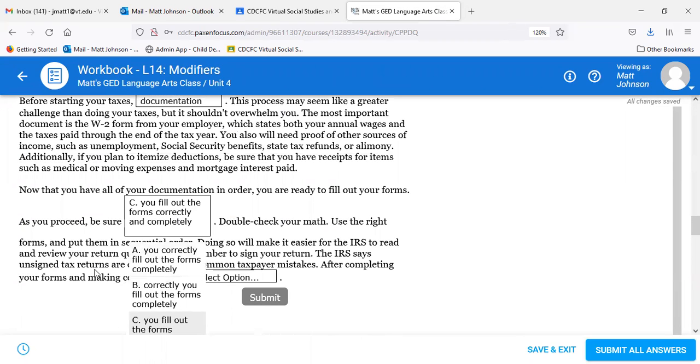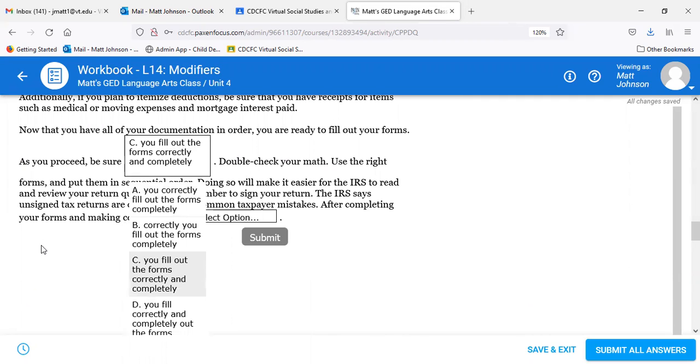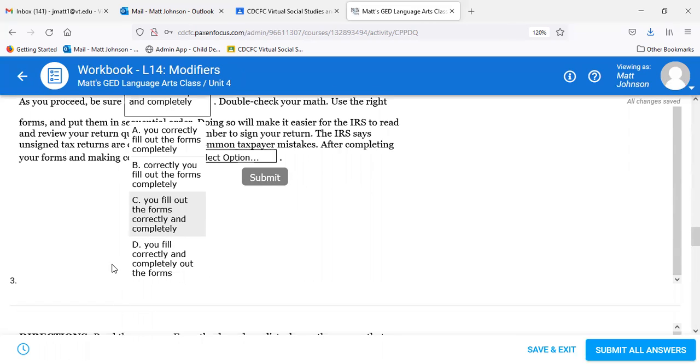Again, you is the subject. As you proceed, comma, you will fill out the forms correctly and completely. Otherwise, something like D, you will correctly and completely out the forms. That's all out of order as far as filling out, fill and out should be together.